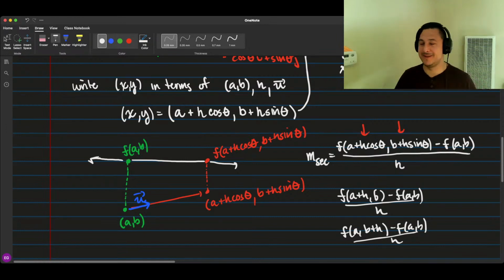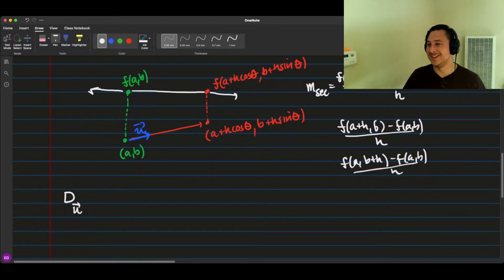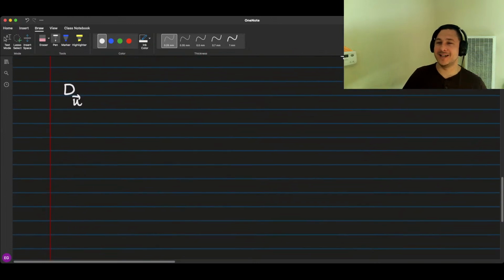Okay, can I move away from here? Alright, cool. So whenever we're talking about a directional derivative, we usually use this big D. And then what you're going to put underneath is the direction in which you are moving as a vector. So you put the direction.